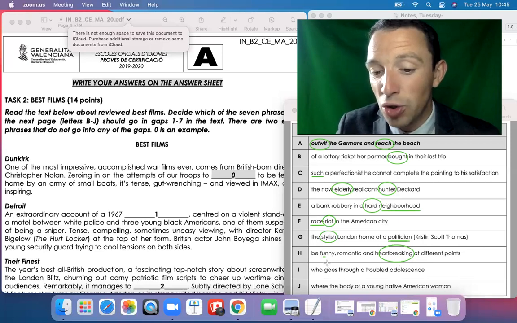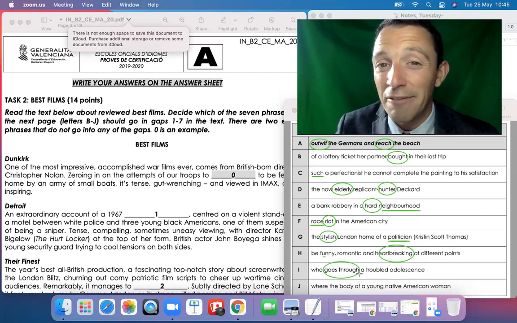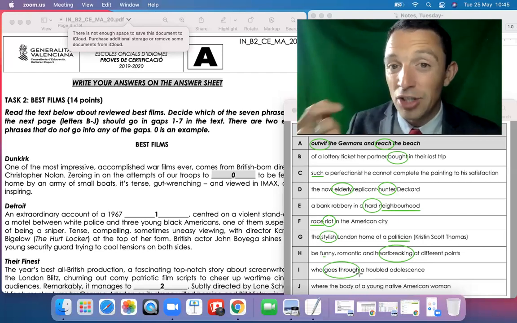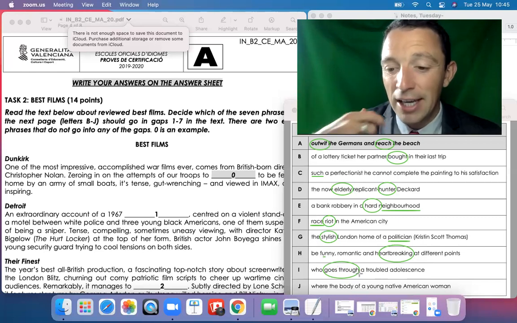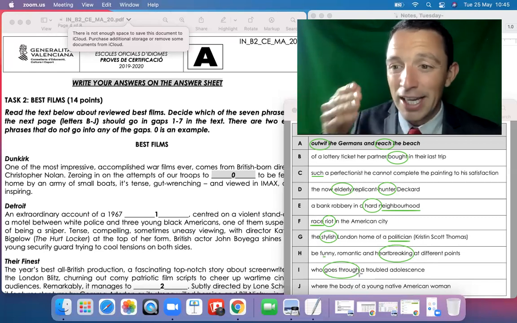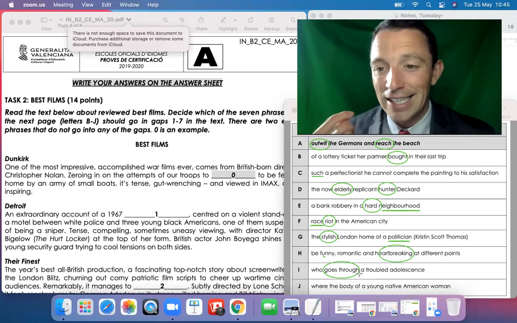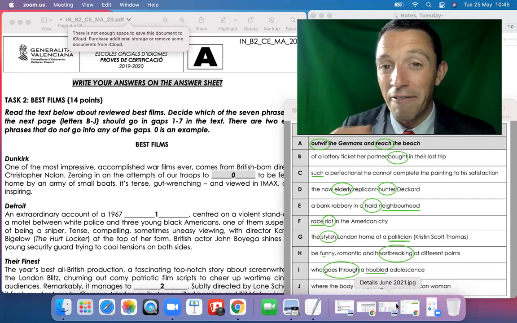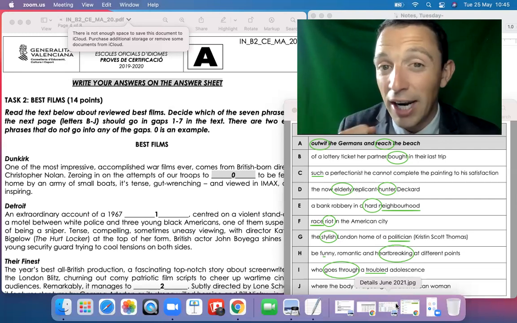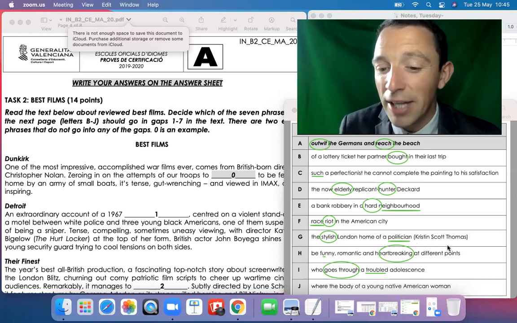Option I, who goes through a troubled adolescence. So the phrasal verb to go through is to experience. You are going through a bad moment. You are going through a difficult period. We are going through the pandemic. It's like to experience. And in this situation, a troubled adolescence is a very difficult adolescence, a very hard adolescence with a lot of problems. Okay, so again, really good vocabulary, but not too difficult at the moment.